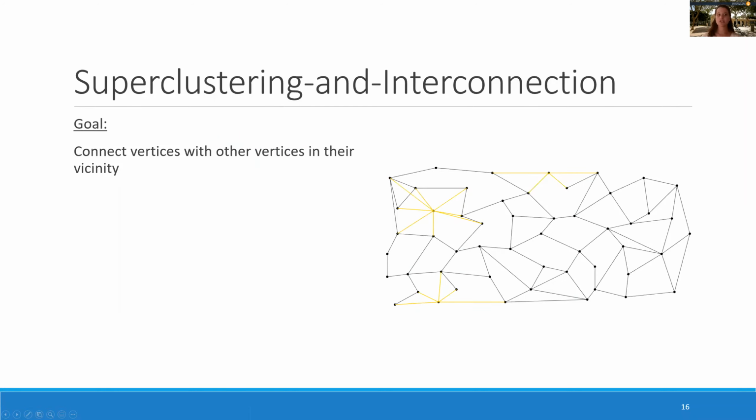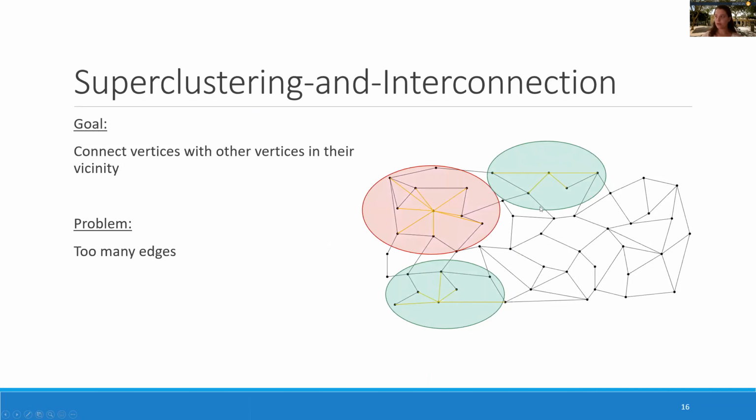Our goal is essentially to connect vertices with other vertices in their vicinity. So here in the figure, I want to add all these yellow edges. Now, for vertices that do not have many neighbors, that's not a problem. I can just connect them with their neighbors and we're done. The problem is that some vertices are popular, meaning that they have too many other vertices in their vicinity that we want to connect with. So we need to deal with them somehow.